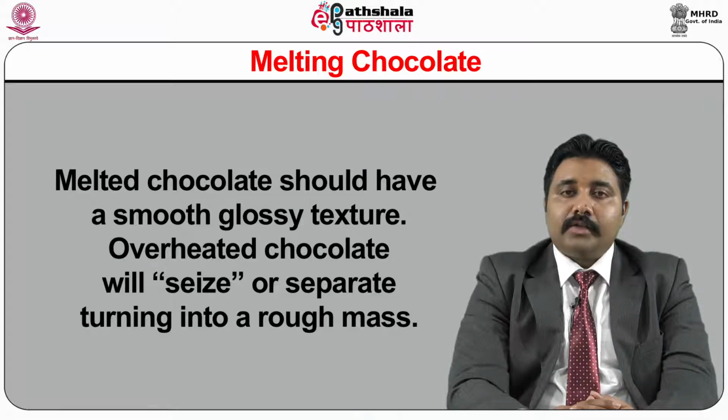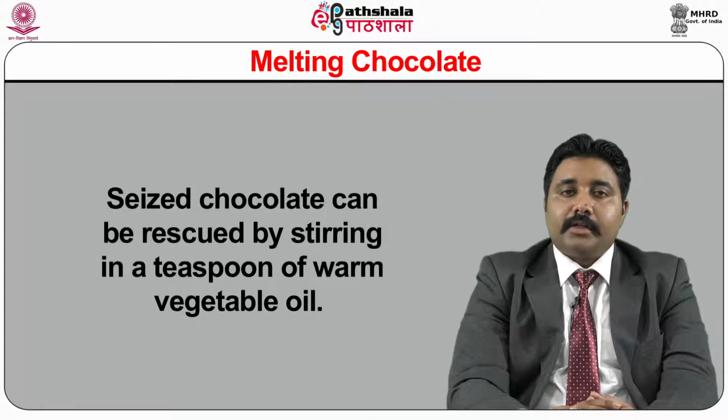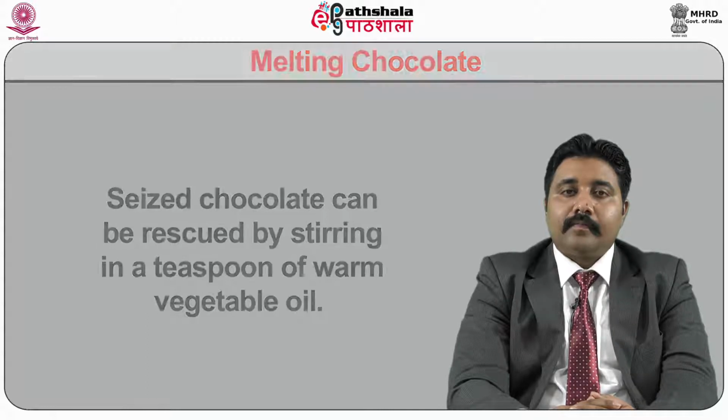Overheated chocolate will seize or separate, turning into a rough mass. Seized chocolate can be rescued by stirring in a teaspoon of warm vegetable oil. Do not cover the bowl when melting chocolate. Condensation on the underside of the lid can cause harm to the chocolate.